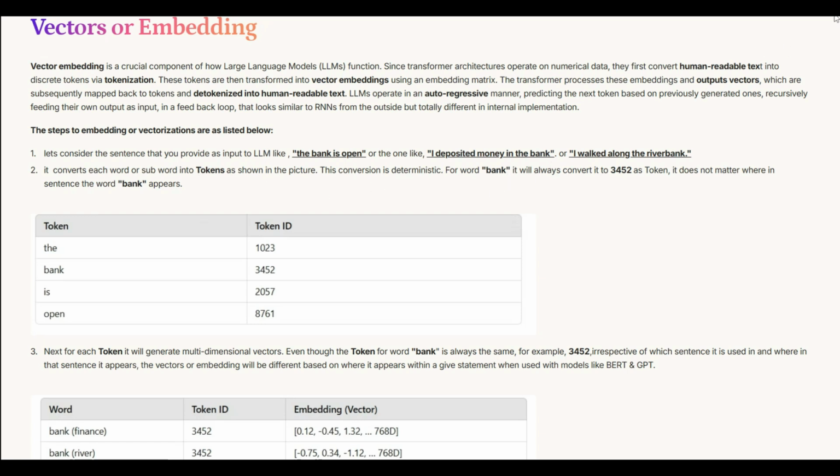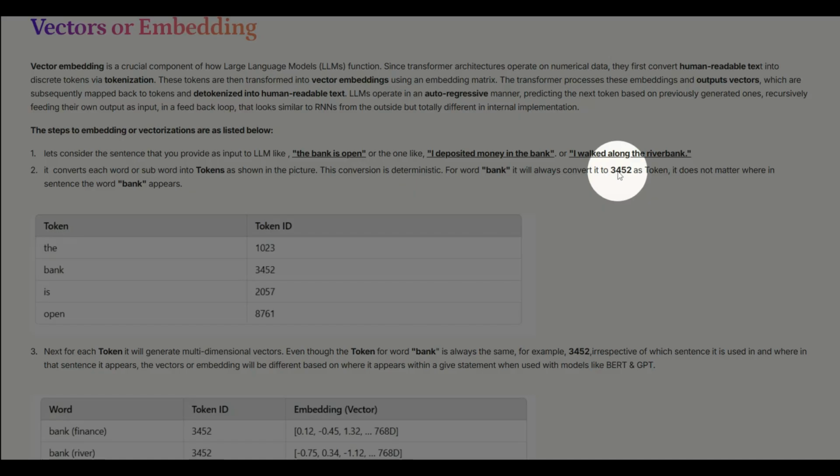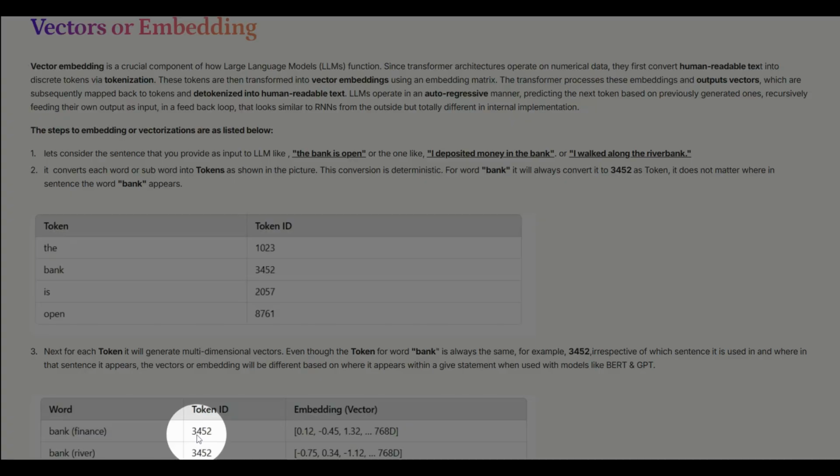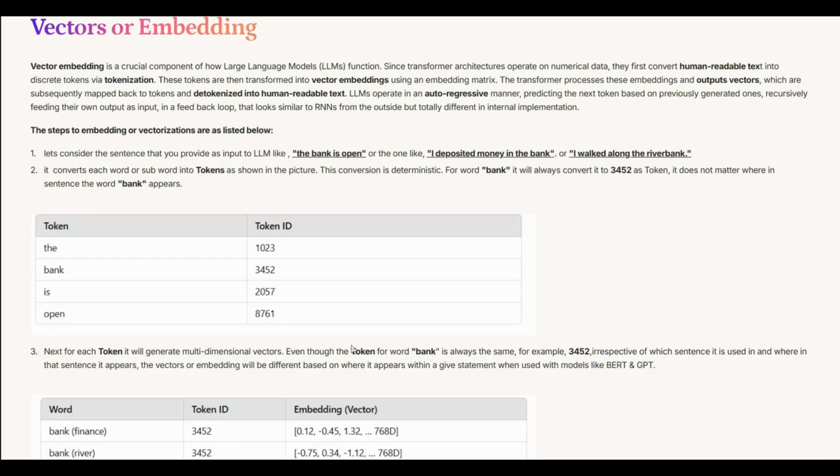This conversion is deterministic. For the word bank, it will always convert it to 3452 as a token. It does not matter where in the sentence or in which sentence it is used. Step 3. Next, for each token, it will generate multidimensional vectors. Even though the token for the word bank is always the same, for example, 3452, irrespective of which sentence it is used in and where in that sentence it appears, the vectors or embedding will be different based on where it appears within a given statement, as can be seen in the picture below.